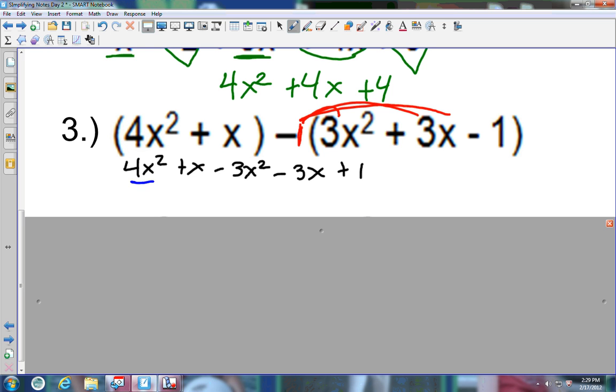When you put the x squareds together, 4 minus 3 is 1x squared. Put the x's together, minus 2x, and then the last one is plus 1.